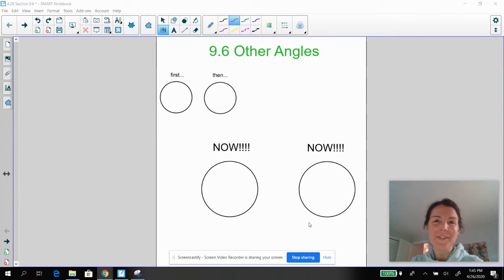Hey everybody, Mrs. Bixler here, and we are starting your second to last section in Chapter 9, also known as Unit 8. So Section 9.6 is about other angles.